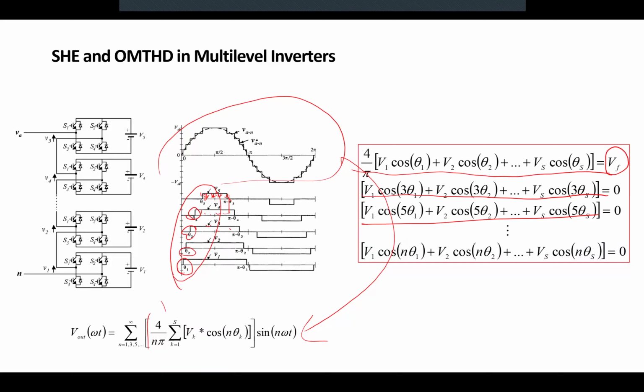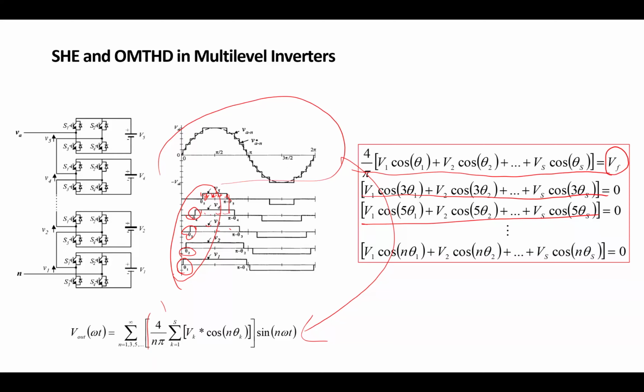It's a simple optimization code. You write a code, you say, okay, try and error. If I choose theta 1 as 1 radian, theta 2 as 1.1, and theta 3 as 1.7, do I eliminate these voltages and keep my main component as much as I want?